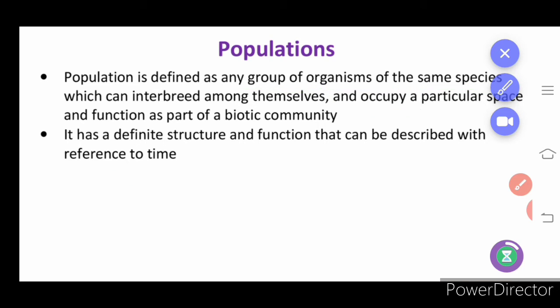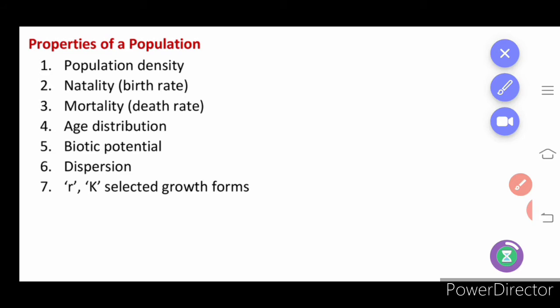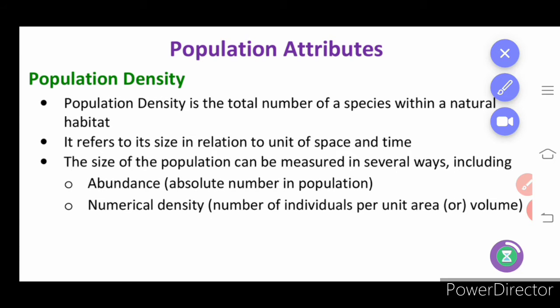Next we are going to learn about the properties of population. So properties of population may be density, natality, birth rate, mortality, death rate, age distribution, biotic potential, dispersion, R and K selection, growth forms. That is what we are going to learn now.